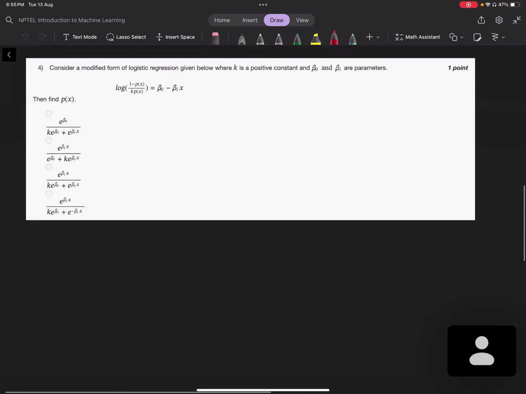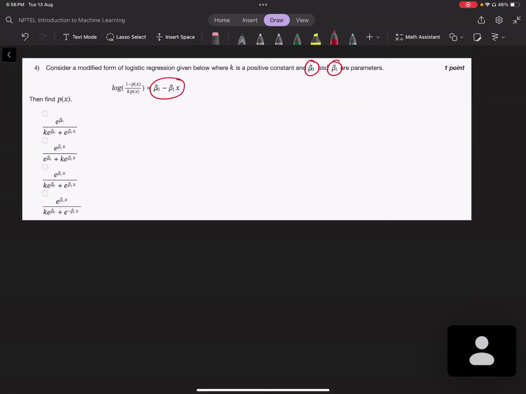Okay, so let's just solve these questions. This question is saying: consider a modified version of the linear regression given below, where k is a positive function, and beta 1 and beta 2 are the parameters. That means in a model, your y is like p of x. So it's dependent on x. Y is dependent on your x like this. This linear combination of x and your parameters gives rise to this one. So it is asking us to find the p of x, that means to find the y, sort of.